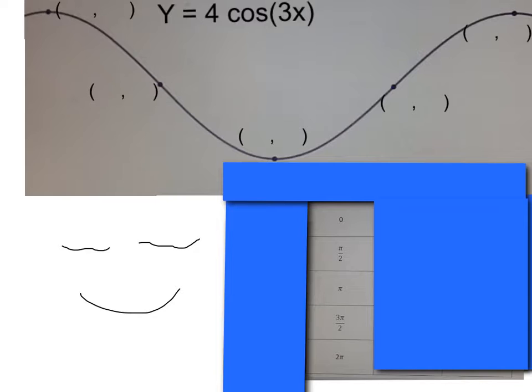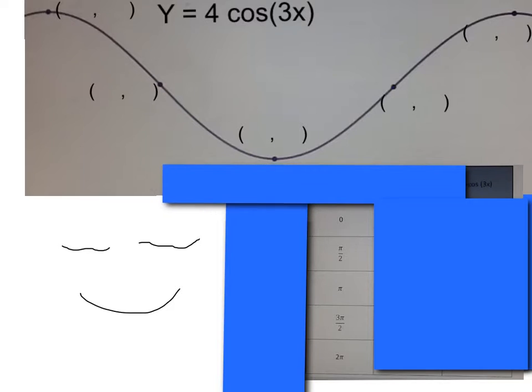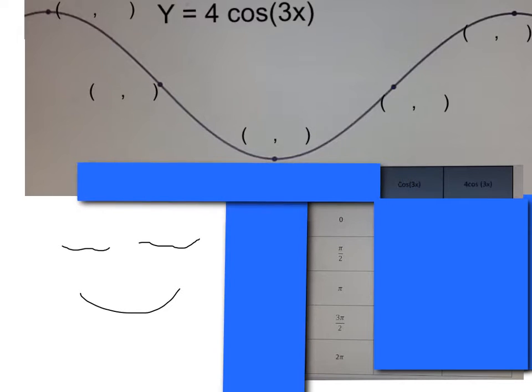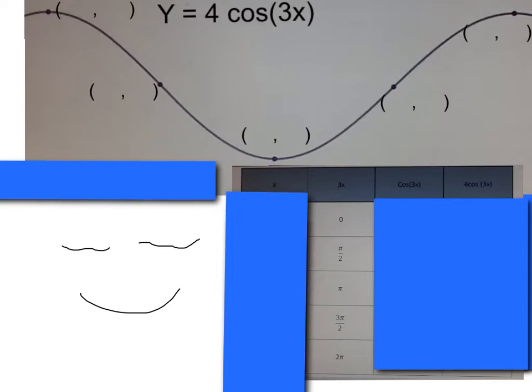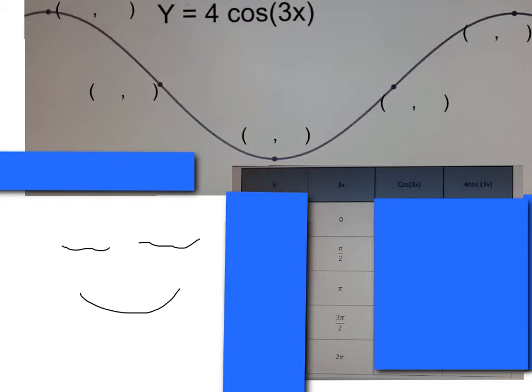So here's our table, the header row here. The y values that we want are 4 cosine 3x, so we're going to want to know the values of 4 cosine 3x. In order to know what 4 cosine 3x is, we have to know what cosine of 3x is. In order to know what cosine of 3x is, we have to know what 3x is. And in order to know what 3x is, we have to know what x is. Okay, so the column right before cosine 3x is 3x. And that's where we start.